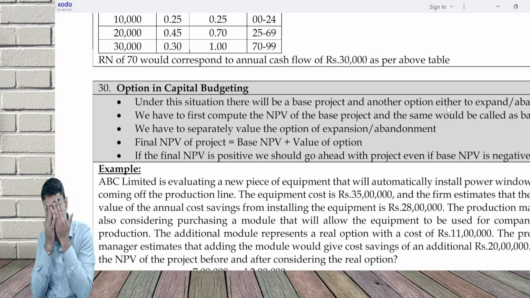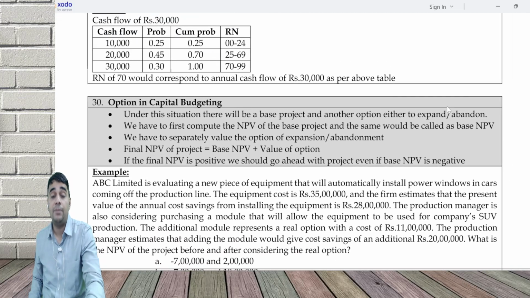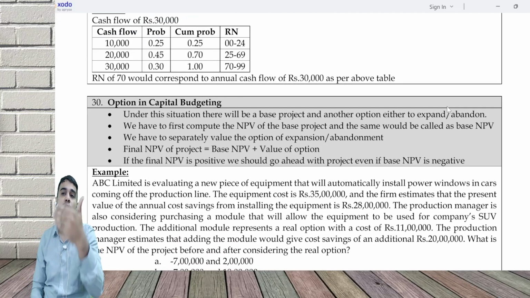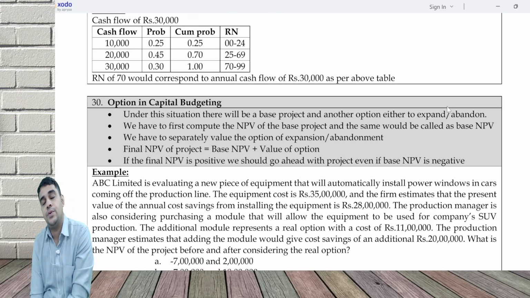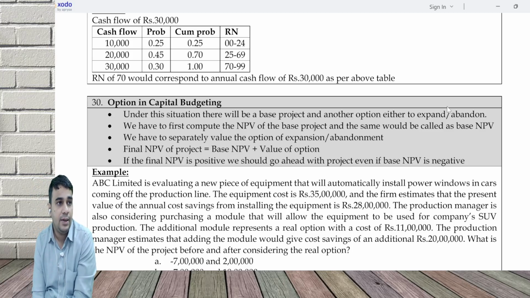Okay, options in capital budgeting. Sometimes what can happen is I want to do a project today. The project is not a good one. It is going to generate negative NPV for me.